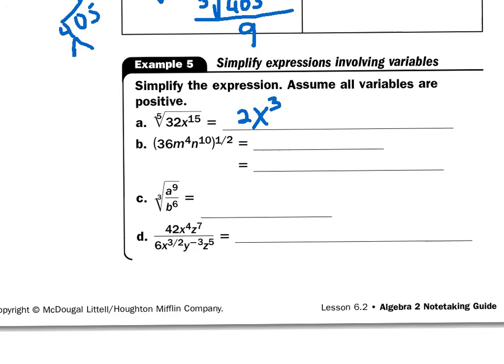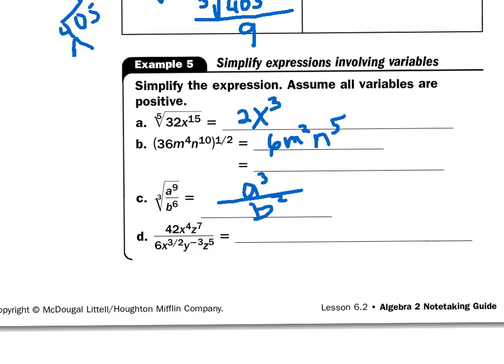Okay, on B, we'll pull that 1/2 in, so that's taking the square root of everything. So that'd be 6 m squared into the 5th. On C, take the cubic root of that, so that would be, how many a's can I take out in groups of 3? I could have 3 groups of 3. And on the bottom, how many groups of 3 do I have? I have 2 groups.